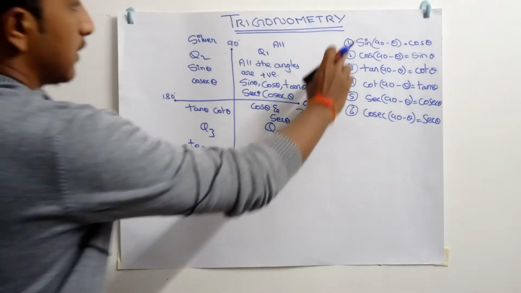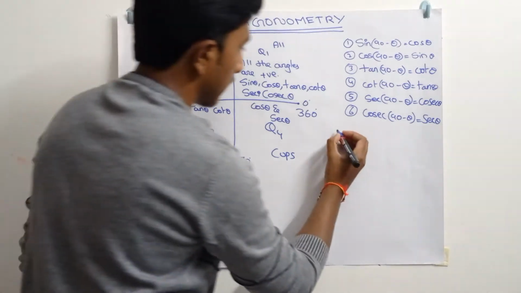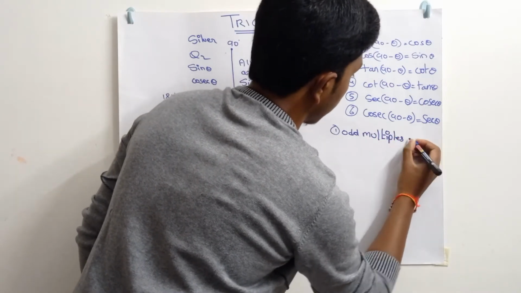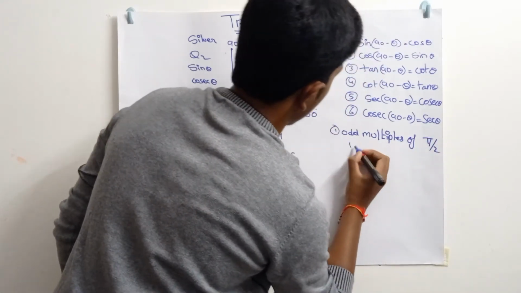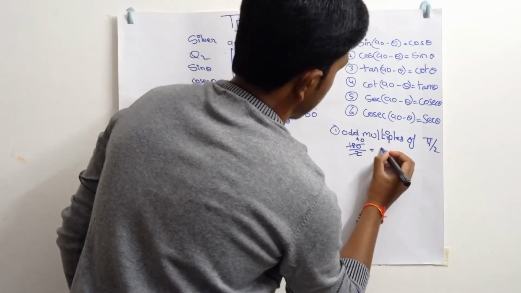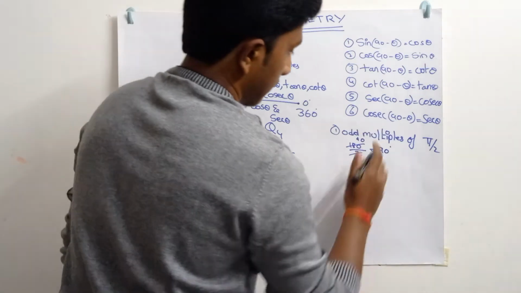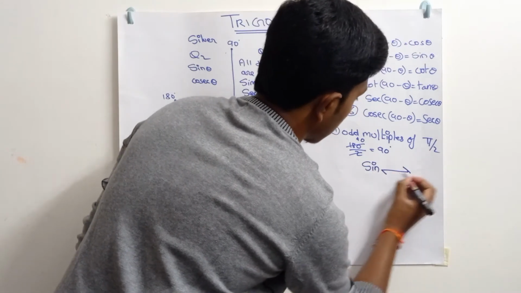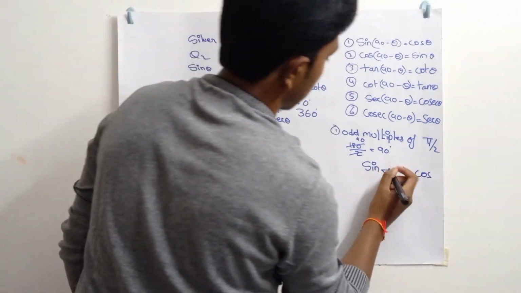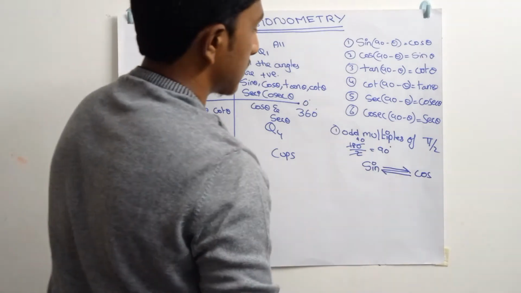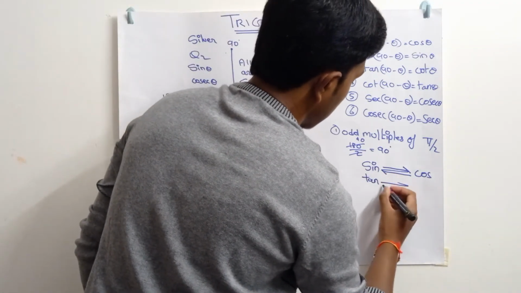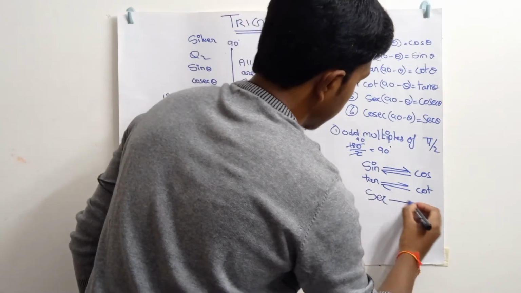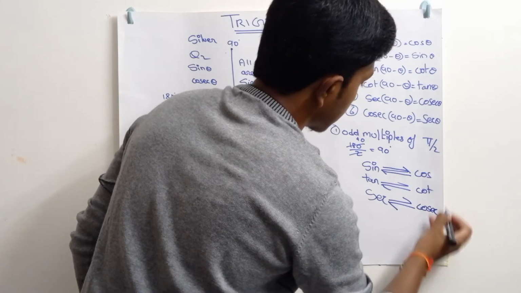Now we'll solve this. The first one is sine 90. I'll tell 2 rules. The first one is odd multiples of pi by 2. Pi means 180, 180 by 2 means 90, that means odd multiples of 90 degrees. If there are odd multiples of 90 degrees, sine changes to cos and cos changes to sine. Tan changes to cot, cot changes to tan. Secant changes to cosecant and cosecant changes to secant.